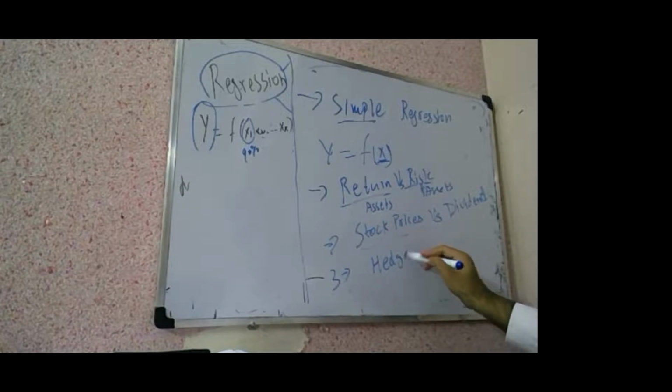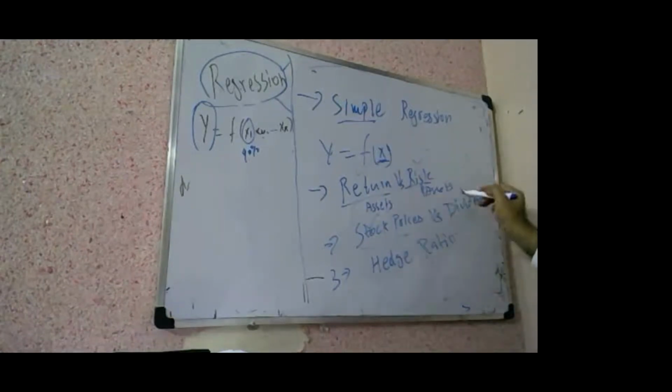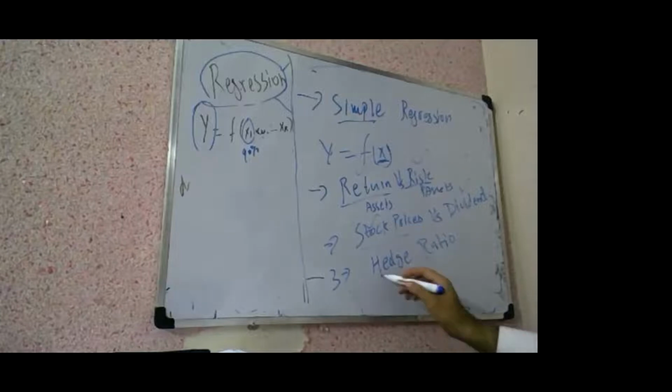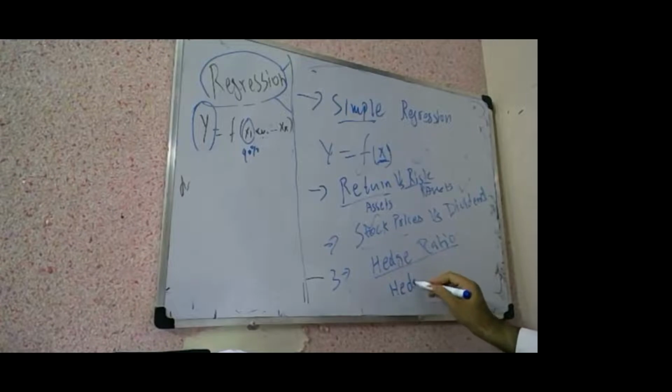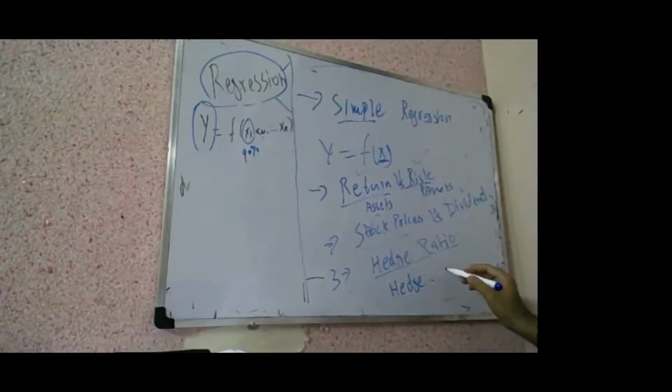Now, what is a hedge? You know return, risk, stock prices, and dividends. Dividend is a profit given to a stakeholder based on the profit of a company, a portion of the profit. Stockholders are also stakeholders, so everybody gets the dividend. What is the hedge ratio? Do you know about it? What is a hedge? Hedge means to protect yourself from a financial loss.